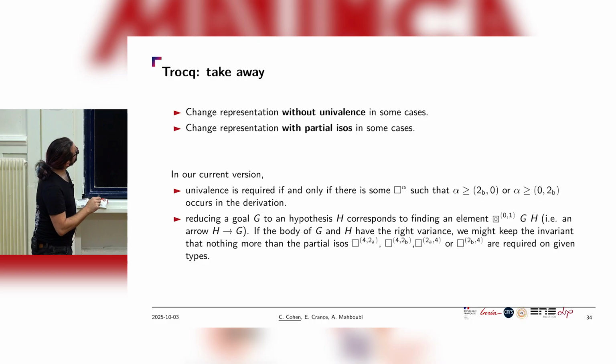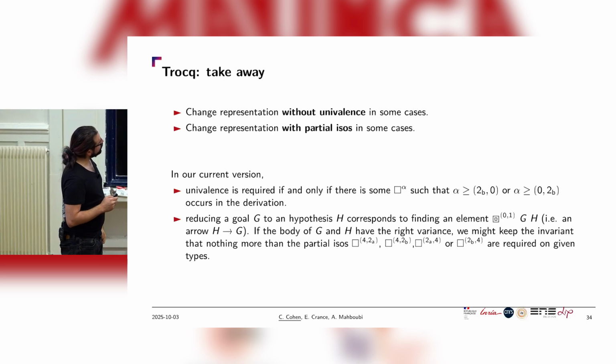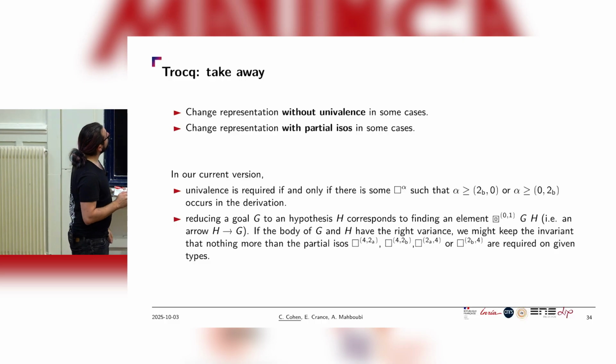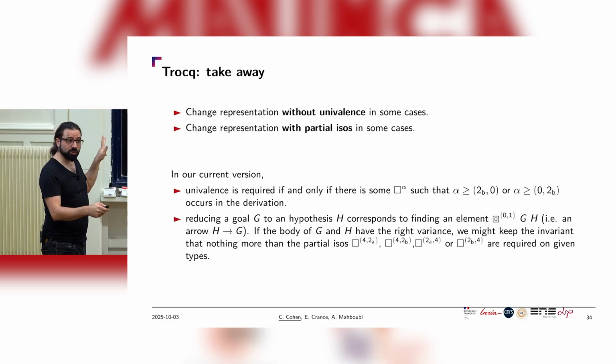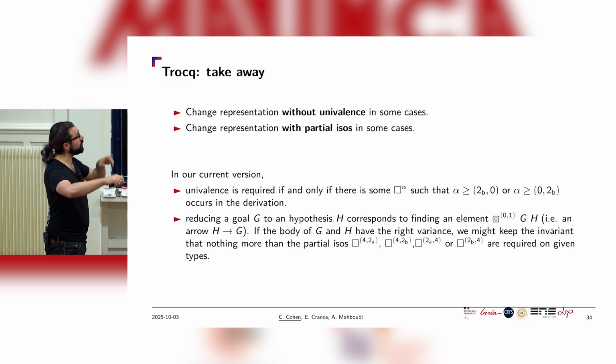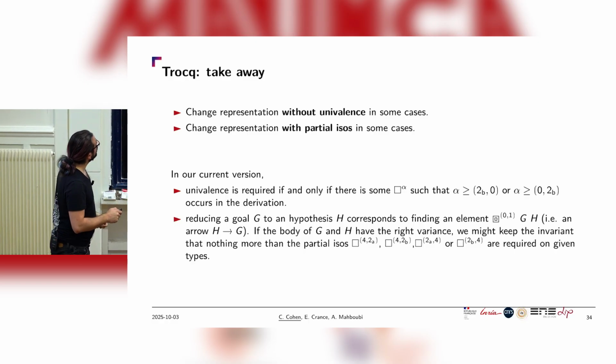So in Trocq we can change representation. I forgot about the no univalence. It was in the slides that I skipped. In the current version, meaning with the current lattice, univalence is required if and only if at some point you ask for a translation of type alpha such that alpha is greater than the 2b0 or 0-b in the lattice. And this does not happen as many times as you can think. We have a lot of examples where this does not happen, and you don't need univalence at all to perform the translation. So this is what I explained.